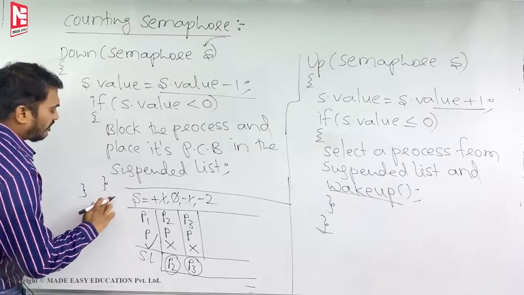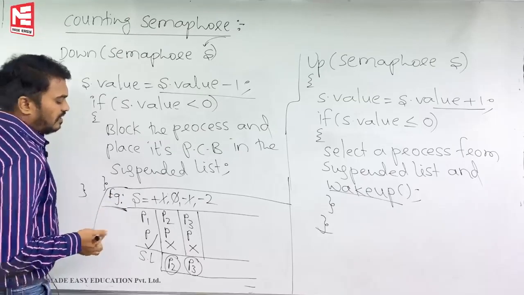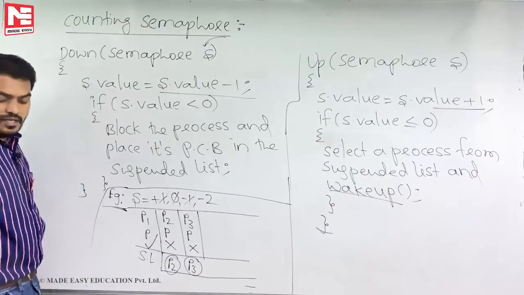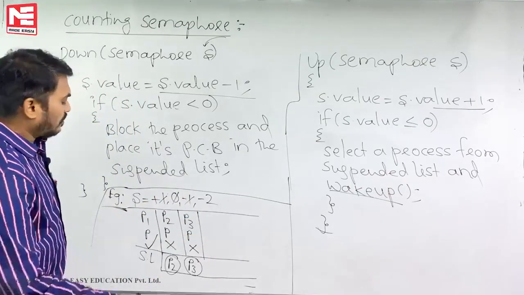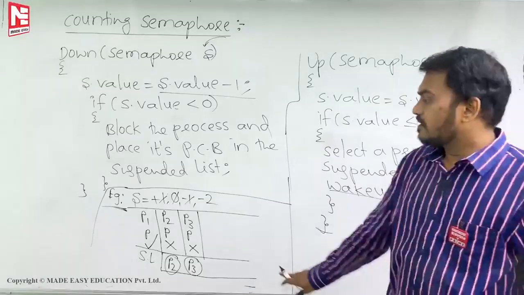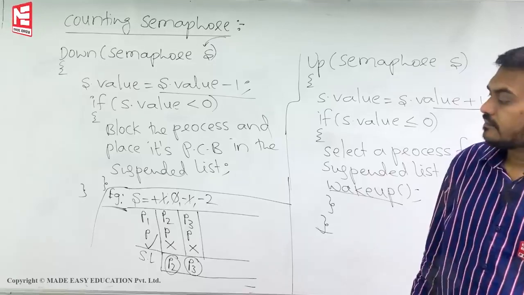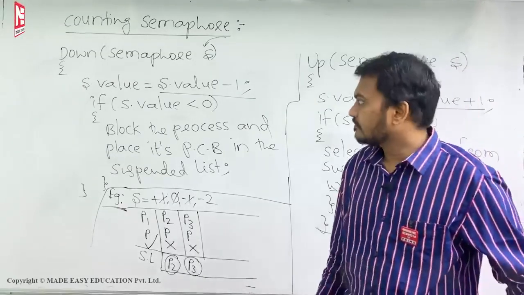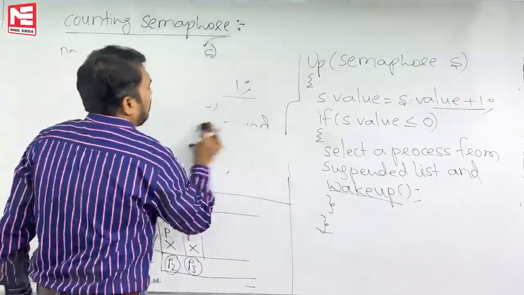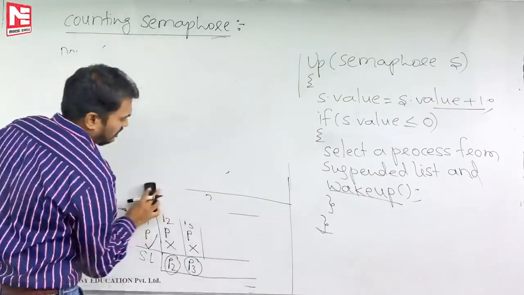So take this as an example. Note down the example in continuation. With this example you can understand: here the semaphore value is minus 2, a negative value. Then how many processes are in the suspended list? Two processes in the suspended list. So you will have clarity with that example. Please copy this properly. You can pause my video and copy that.